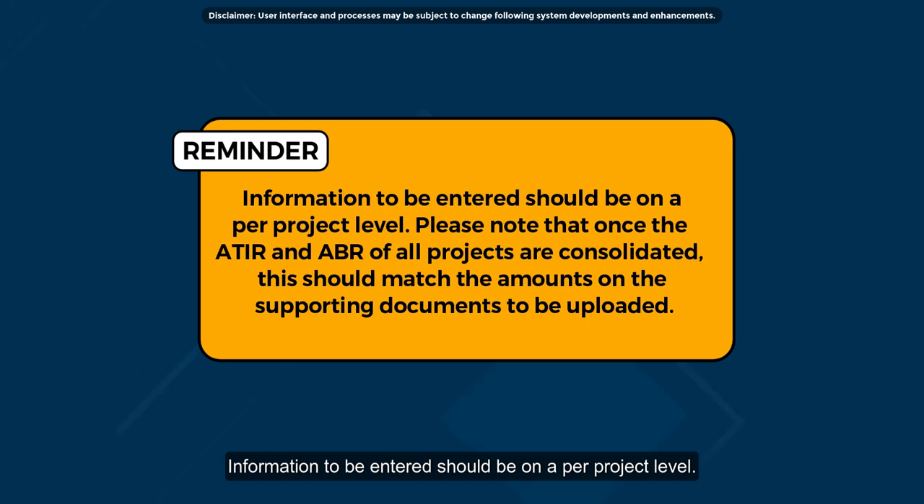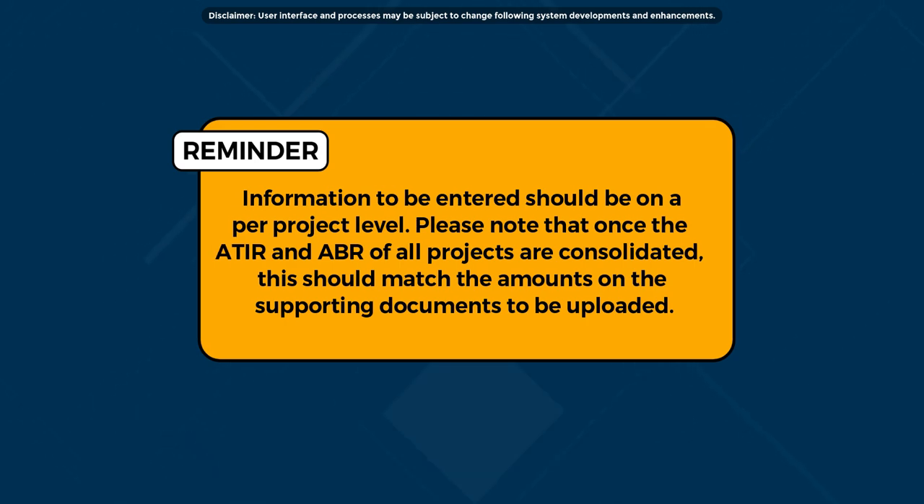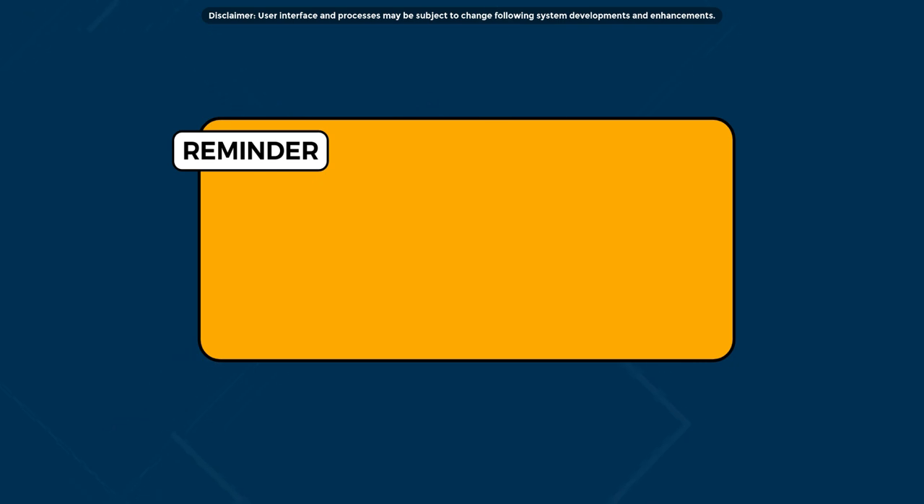Information to be entered should be on a per-project level. Please note that once the ATIR and ABR of all projects are consolidated, this should match the amounts on the supporting documents to be uploaded. In case this cannot be determined, it is up to the RBE to determine the most accurate allocation method that best suits the distribution of financial statement accounts.